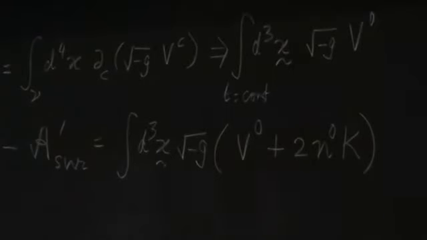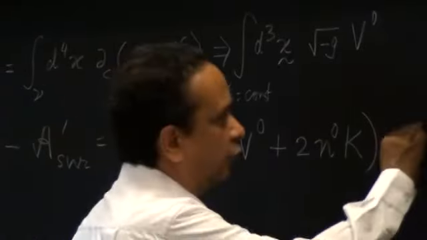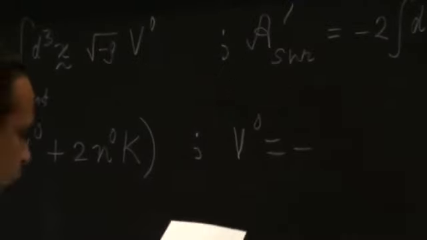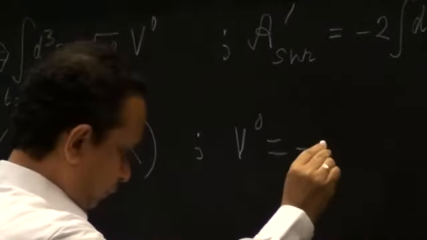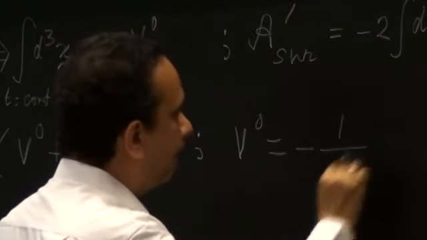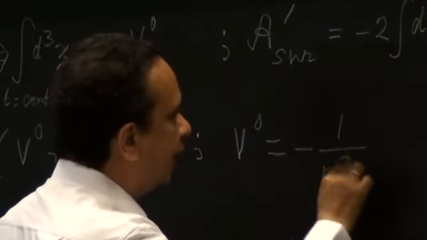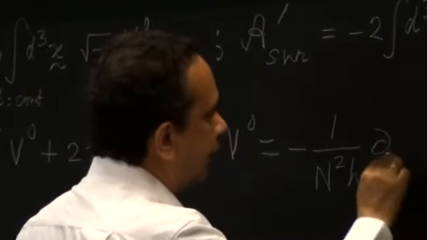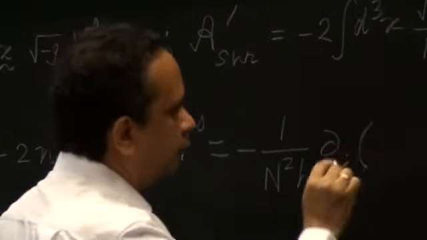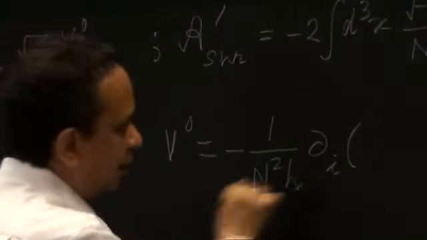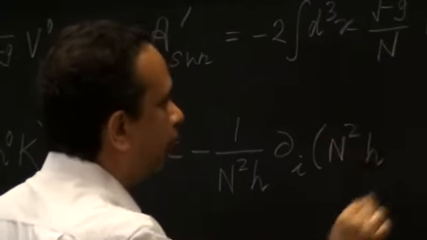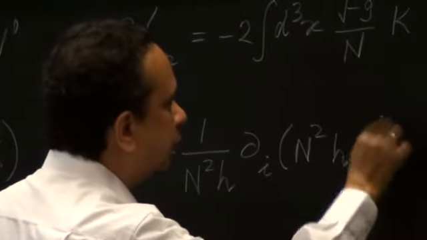Okay, so let us see, it's just straightforward computation now. So let us look at what is V0. V0 is minus, I have to have that 1 by g. 1 by g is 1 by N squared h d, let us say I, of again a g. There are two minus signs in the g which just goes away, so I haven't even written it down. That is N squared h g I c.